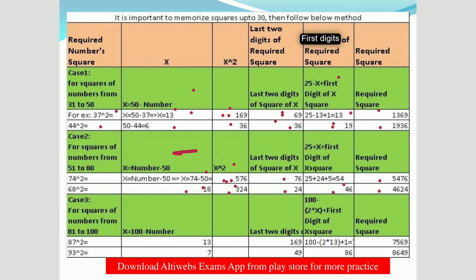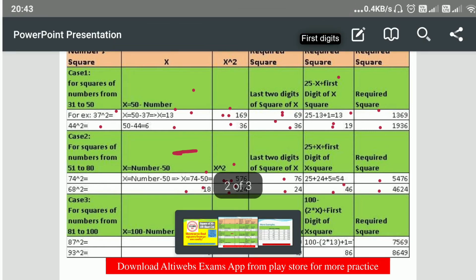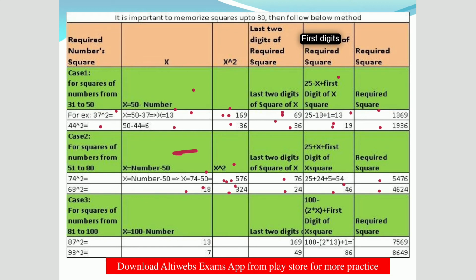In the same way, let's go to the next question, 93 square. Here x will be 100 minus 93, which is 7. Then x square will be 49. So 49 are the last two digits of the required number. And then how do we find the first digits? 100 minus 2 into x. 100 minus 2 into 7 is 14. 100 minus 14 is how much? 84. And we don't have any number in the hundreds place in the x square, so that's 0 plus 0. So 8649 is the correct answer.